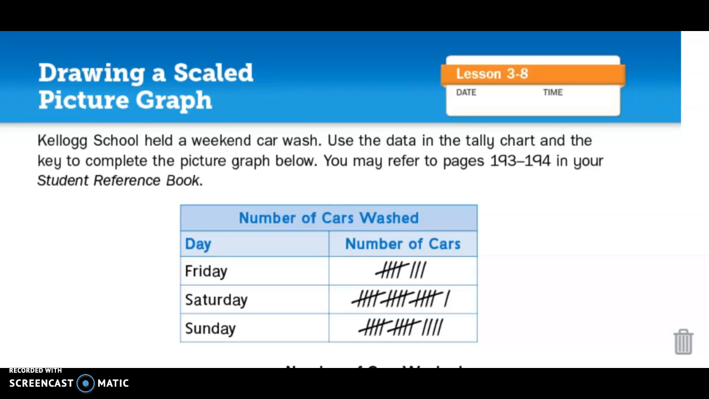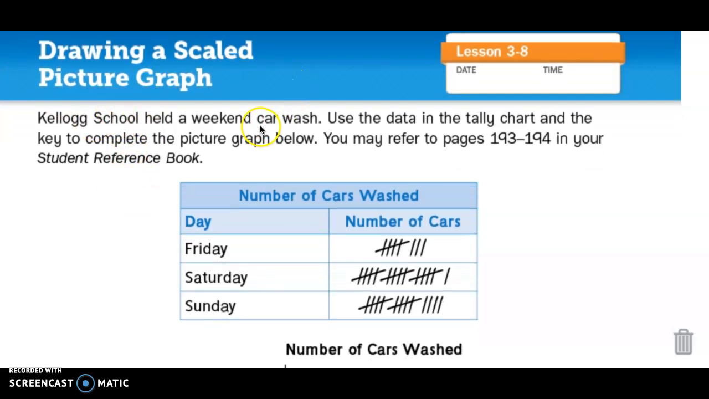All right, welcome back. If you read the directions for this video, you should have looked at page 193 in your student reference book, that hardcover math book, and took a look at pictographs and read a little bit about those and saw the definition and explored that page. And now we're going to learn about drawing a scaled pictograph.